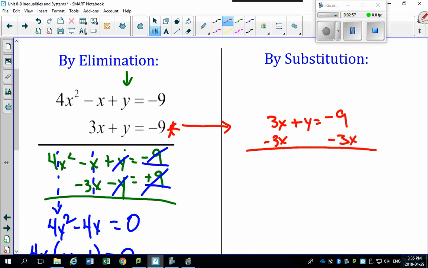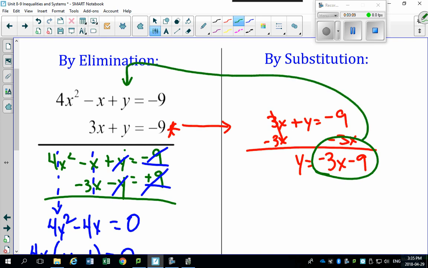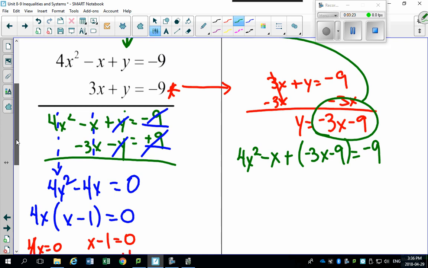I know I'm going a little quick here, but I think at this point it's just silly algebra that you know how to do really well anyways. There's the minus 3x minus 9. Put that in for the y, which is here. All right, so you've got 4x squared minus x plus, there's your substitution of minus 3x minus 9, equaling minus 9. Clean it up a little bit because I want you to see something really neat.